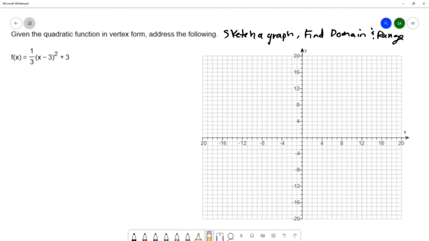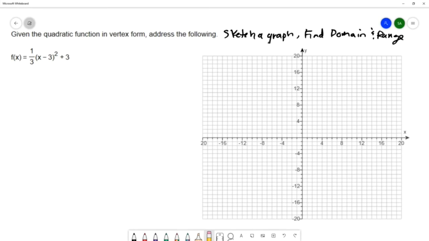So for this question, we are given a quadratic function in vertex form. This is the function here, f of x equals 1/3 (x minus 3) squared plus 3. And we want to address the following. We want to sketch the graph and find the domain and range.